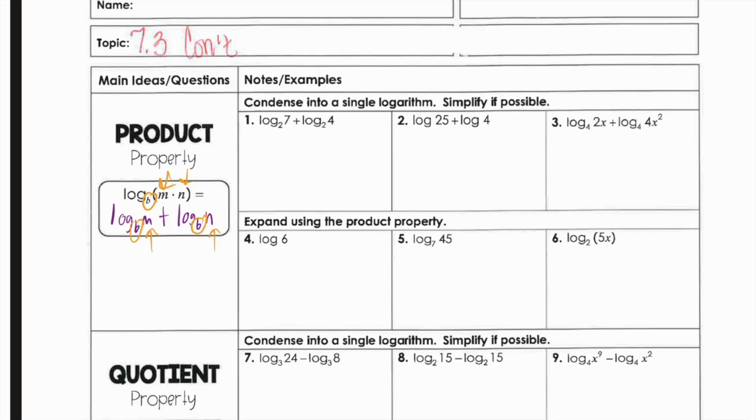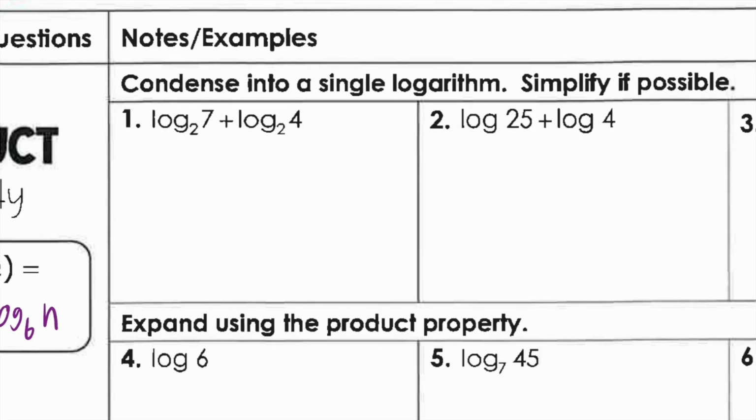And so on examples 1, 2, and 3 here, we're going to be doing that product property in, quote, reverse, where we're taking two separate logs, or you can even take 3 or 4 or 5 separate logs, and condense them into one single logarithm. And then on examples 4, 5, and 6, we're going to be taking a single logarithm and expanding it out to multiple logarithms, and then simplifying if possible on number 1, 2, and 3.